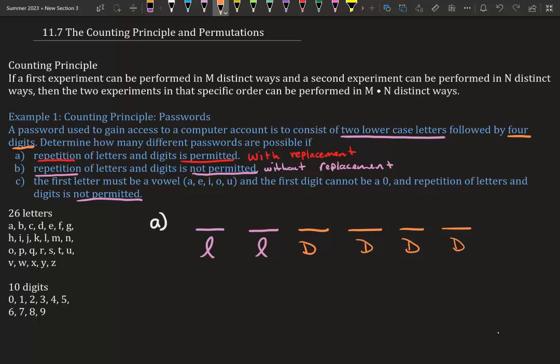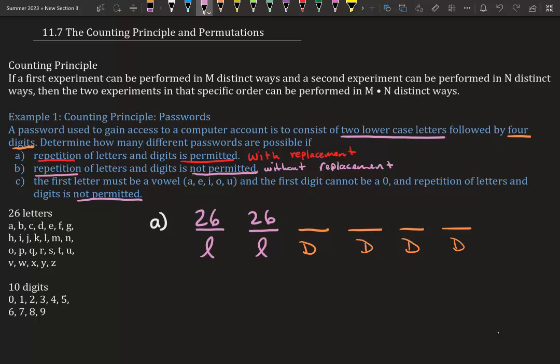So our password could be AA1111. Maybe I said too many ones, but that's okay. You get what I'm trying to say. So our password can be anything. So if we look, we have 26 letters and 10 digits. So for our first letter, you're allowed to pick any of them, A through Z. Pick any letter you want, so that means there's 26 letters to pick from. Now, since repetition is permitted, aka with replacement, I can pick the same letter again if I want to. So I haven't used up any letters because they're all allowed to be picked again, so I still have 26 to pick from.